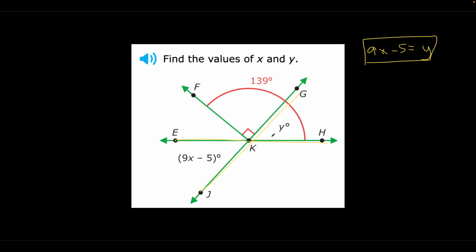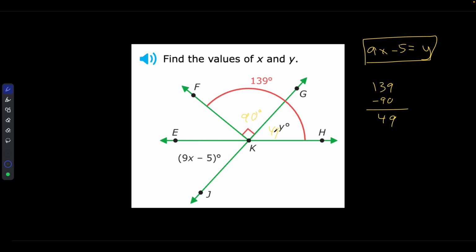But I can find what y is because this is 90 degrees. The whole thing here is 139 degrees. So to find y, we just do 139 minus the 90, which gives us 49. So I know that y is 49.